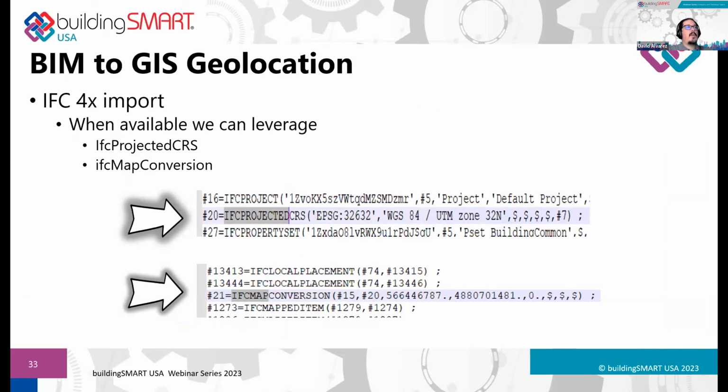And if you're using IFC 4X, I recommend you take advantage of the IFC projected CRS and the IFC map conversion. That means if the file was exported and created in 4X and those values are populated correctly, and yes, you can populate those values incorrectly, then when you read it in ArcGIS Pro, the file will land in the correct location. So you don't have to do any process if you're taking advantage of it, and that only applies to 4X.